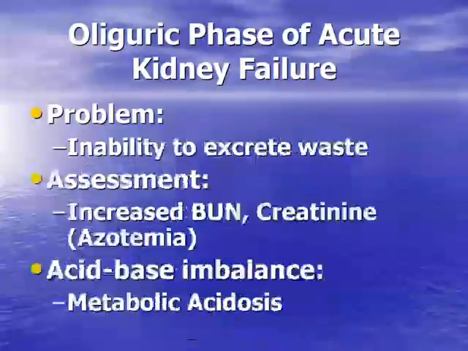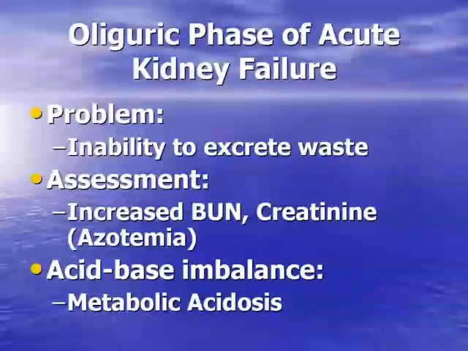Another problem is that they're not able to excrete waste products into the urine, so it can be excreted from the body. So you will see elevations in BUN and creatinine levels, which can lead to azotemia, and you'll see metabolic acidosis because of the diminished ability of the kidneys to eliminate the hydrogen ions and to regenerate bicarbonate products.